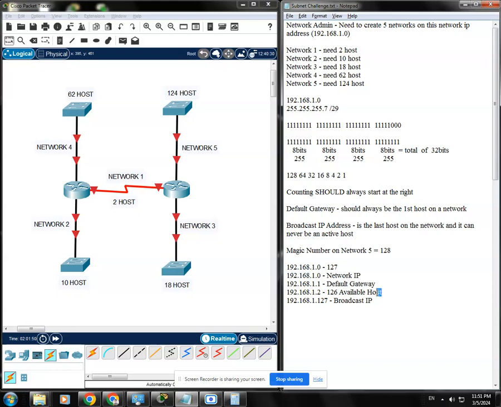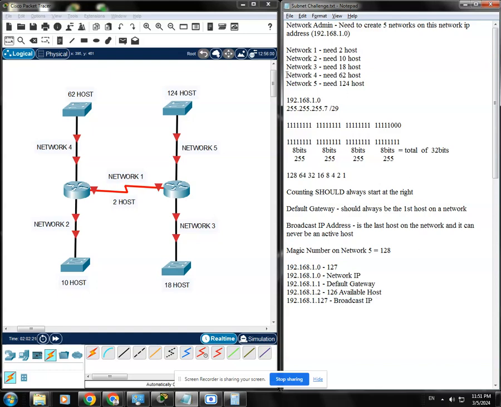So these are the available hosts that we can use. And then the 127 will be the broadcast IP address, 192.168.1.127. The meaning of the broadcast IP address again is that this is the last host on the network, and it can never be an active host, because it's a broadcast IP address. All right, so let's go on to the next network.